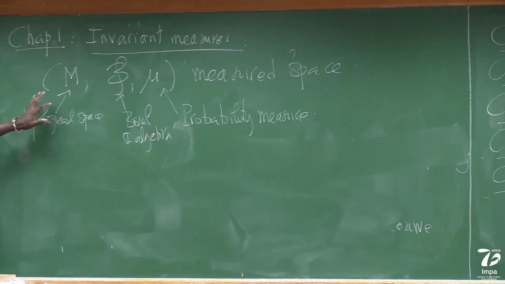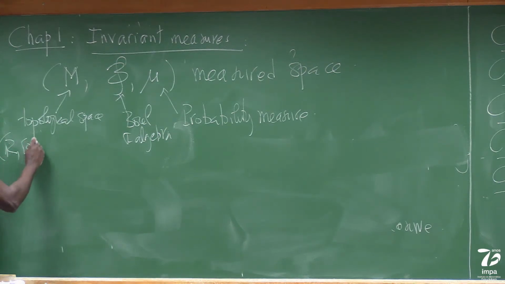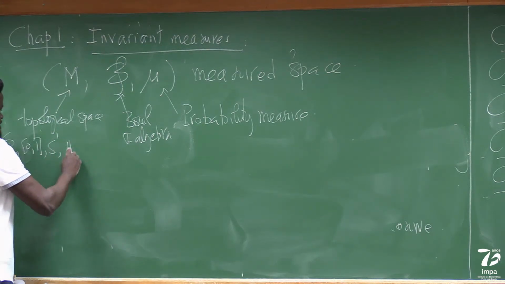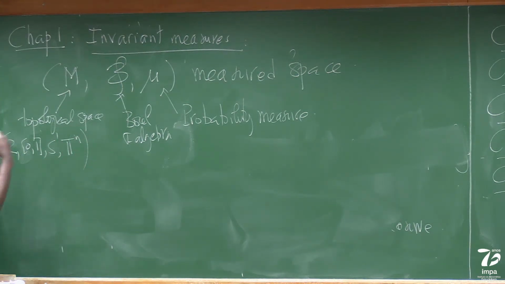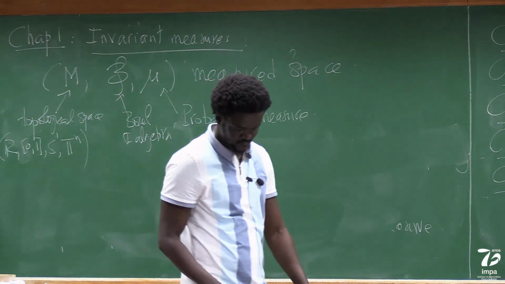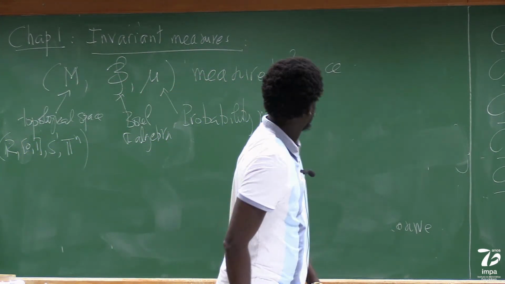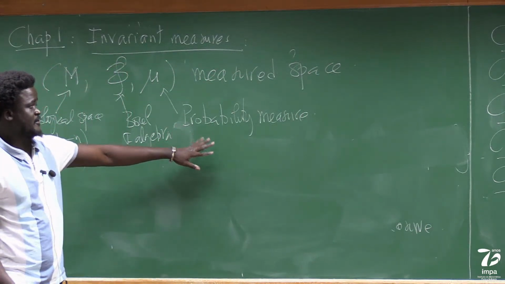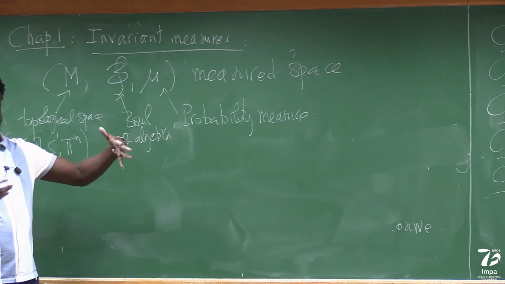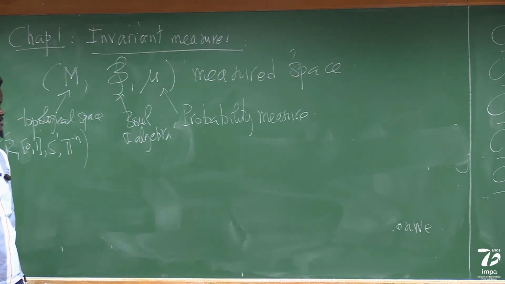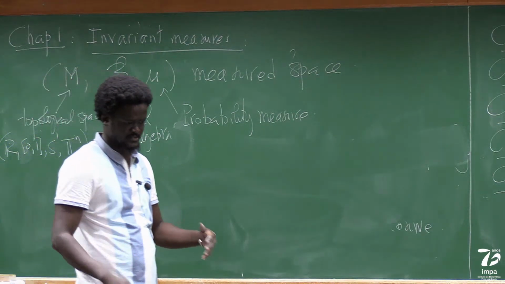For the space, you have many examples to think of. You can think of R. You can think of the interval. If you want to have something compact without boundary, the circle, or higher dimensional like T^n, the torus, or in general manifolds. Okay. For the measure here, think of Lebesgue measure or something that looks like Lebesgue measure on the interval. So it can be something absolutely continuous with respect to Lebesgue on those spaces.